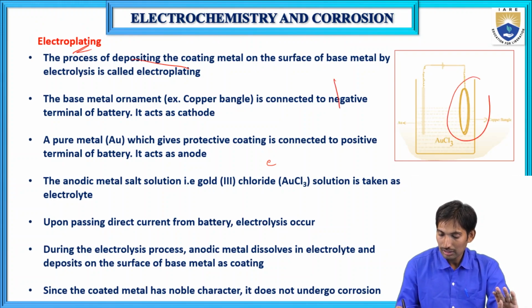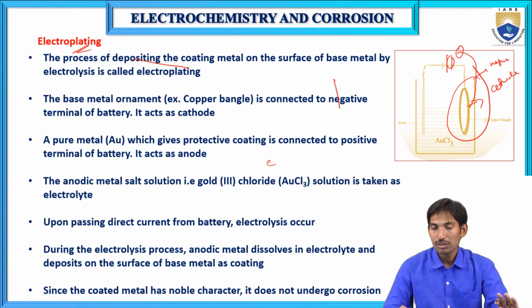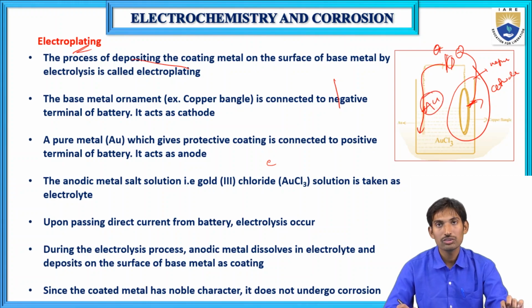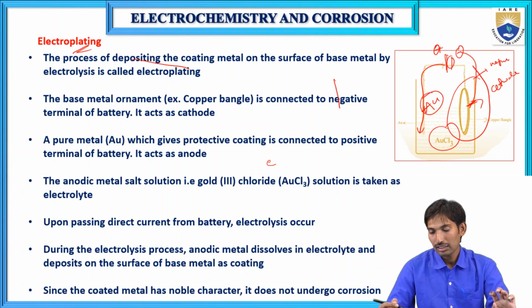This is the copper bangle. This copper bangle should be connected to the negative terminal of the battery, so it acts as cathode. The negative terminal of the battery is connected to our base metal, that is the copper bangle. The positive terminal of the battery is connected to the gold metal. What is the electrolyte solution? The anodic solution is taken as electrolyte. So the cathode is our base metal, the copper bangle. The anode is gold. The electrolyte solution is the anodic solution, that is AuCl3.